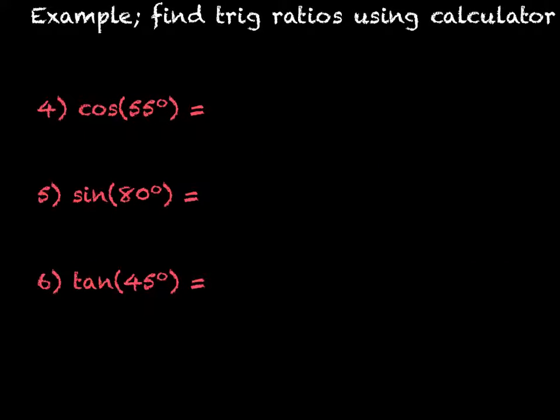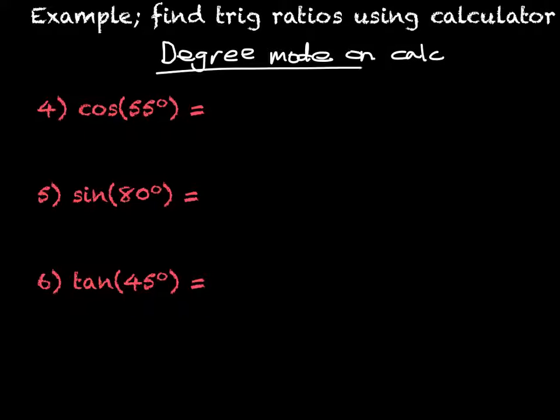We can also find trig ratios on a calculator. Now, the key thing you have to be sure of before you start typing things into the calculator is that you are in degree mode. If you're not in degree mode on the calculator, it's going to give you a really weird answer. So double check to make sure your calculator is in degree mode, and then you should be able to type it into the calculator.